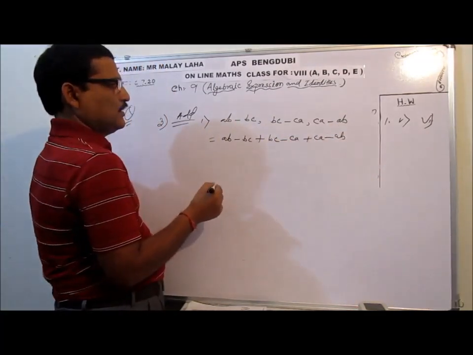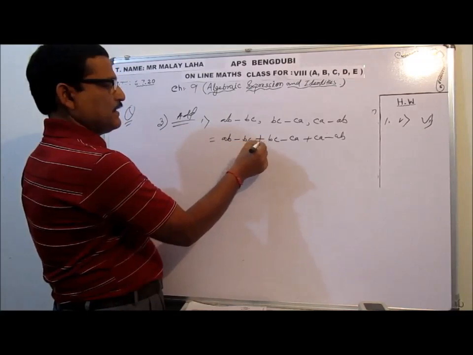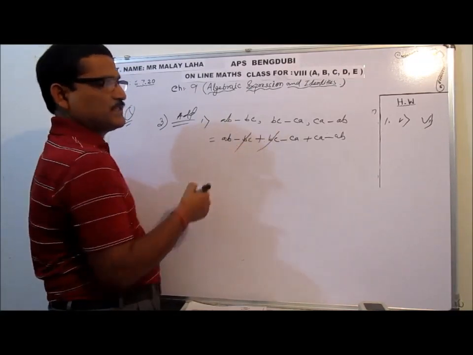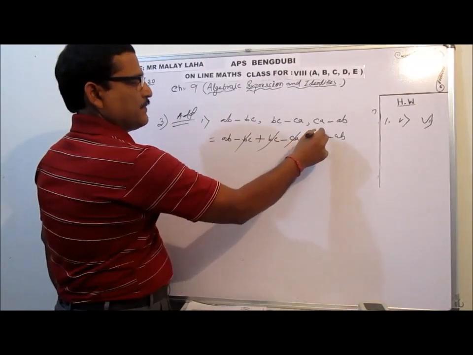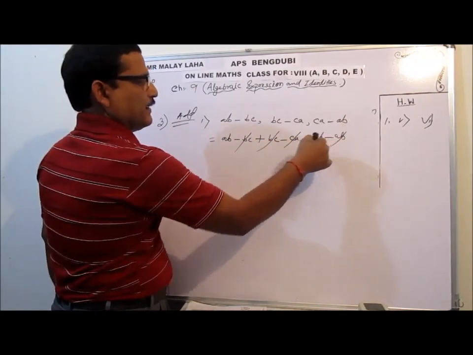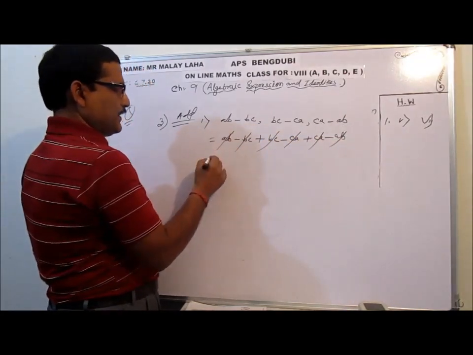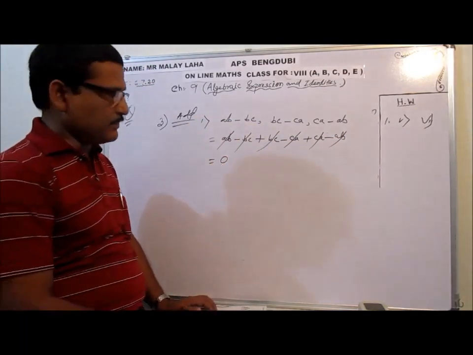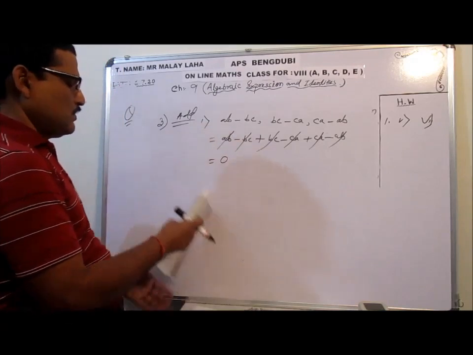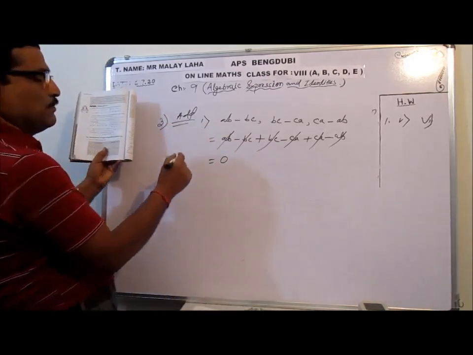So you see, what is this like term? Minus BC and plus BC. Same term, opposite sign get cancelled. Minus CA plus CA cancel. Minus AB plus AB cancel. What is the answer? 0. Very simple if you follow this horizontal method. Okay? No need to follow column method.